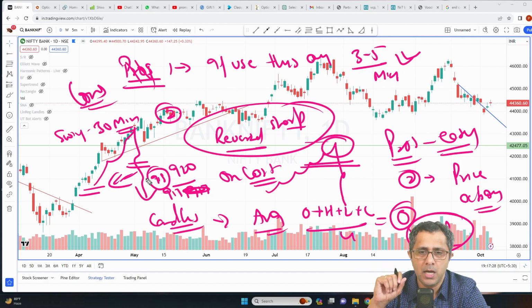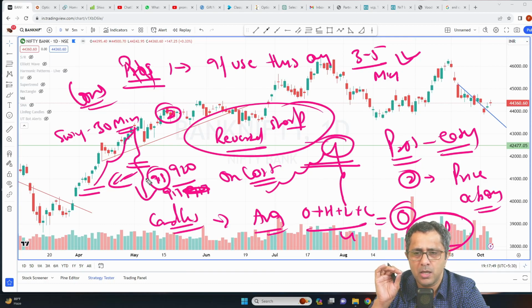And one more thing, I have the same thing which I have said to my Hindi viewers. In case you test your strategy, do not start with heavy quantity. Always start with 1 or 2 quantity, 5 quantity. And if you want to test on Nifty and Banknifty, don't go beyond 1 lot.